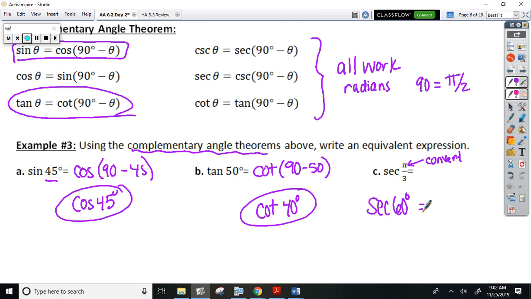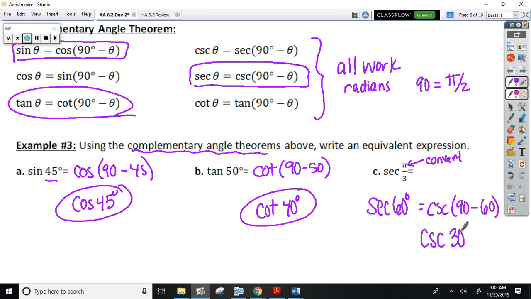So if we want to change the secant, we look up at our formulas and we have that it equals the cosecant of 90 minus 60, which would be the cosecant of 30. Now usually if I gave you the question in radians, I kind of want your answer in radians also. So you then have to convert it back just so we're consistent. Again, your special angle chart most of the time has the answer for you. So if you go find 30 degrees, right next to it, it says pi over 6. So that would be cosecant of pi over 6.